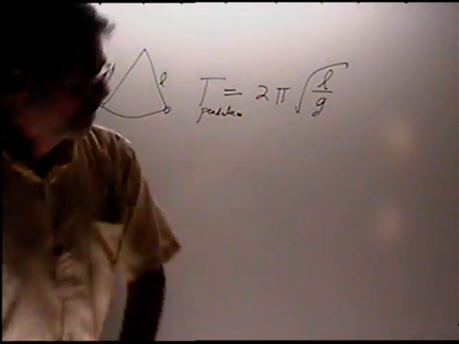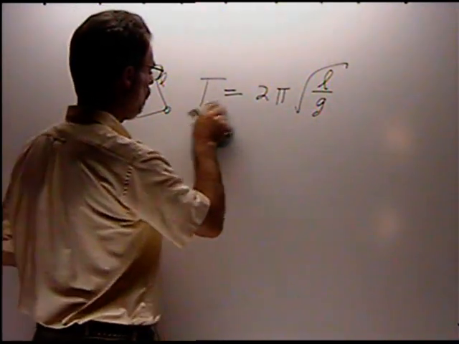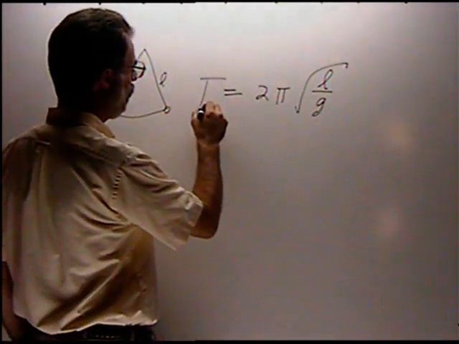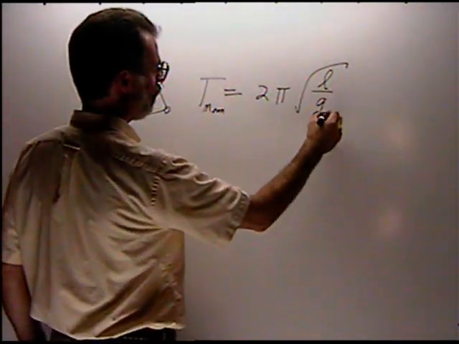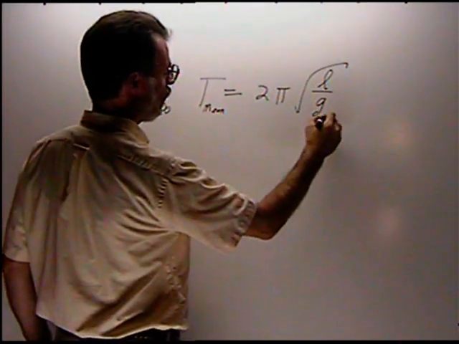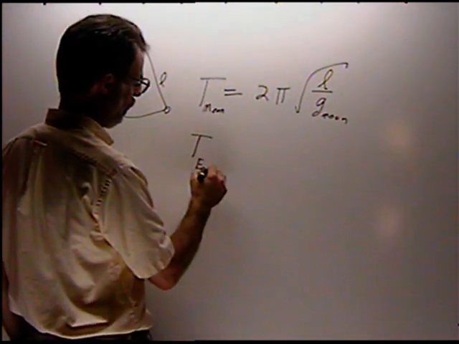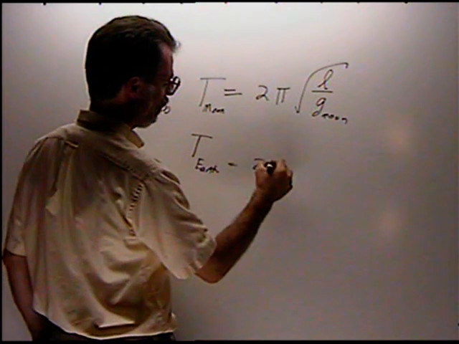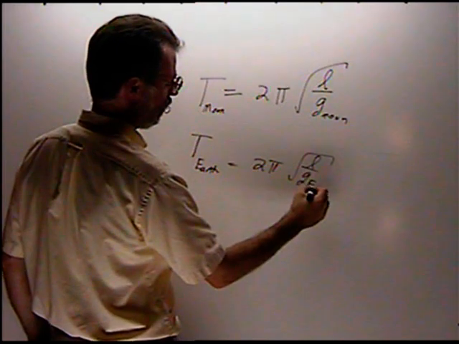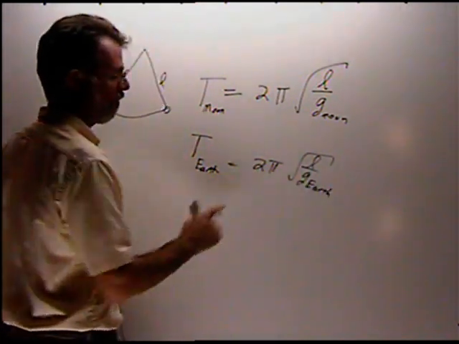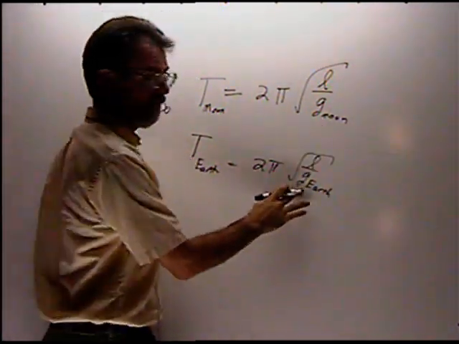Now, we have two situations. We have the period for the moon, when the length is the same, but the gravity is for the moon. And the period for the Earth is the exact same formula, but we have to plug in the gravitational attraction for the Earth. Now we know that the moon's number is smaller than the Earth's.